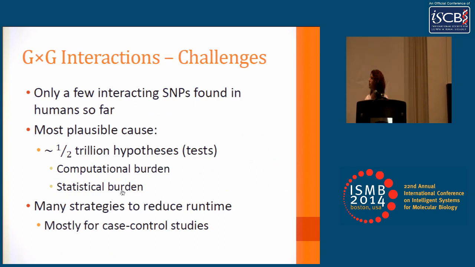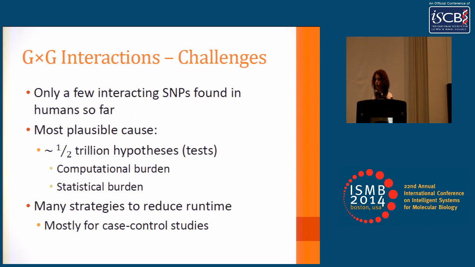However, in humans, only a few interacting SNPs were found so far. And the most plausible cause is just the vast number of hypotheses being tested. If I said that there are approximately 1 million SNPs in one study, if you want to test all possible pairs, you have 500 billion hypotheses to test. And that is both a computational burden and a statistical burden.